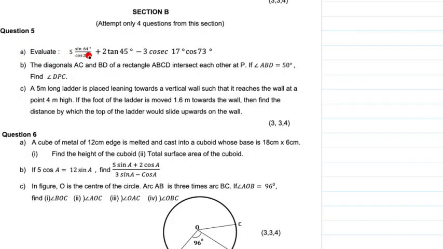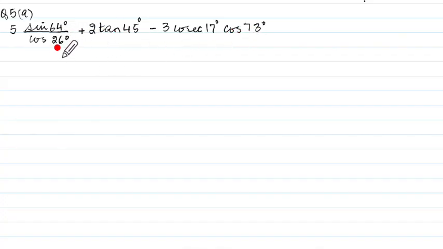Question 5a, evaluate, and this has been given. So now let us write this question first. So we have written the question here. Now can you see this 64 and 26? If you add them, we'll have 64 and 26 giving you 90 degrees. Also 17 and 73 degrees. If you add them, you still get 90 degrees, which means these two are complementary angles, correct?